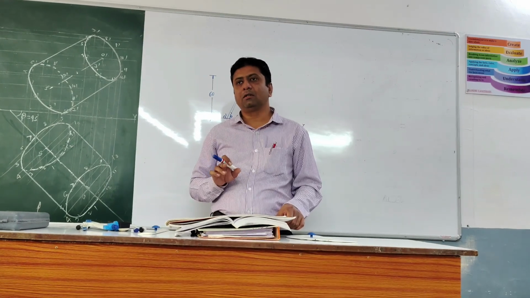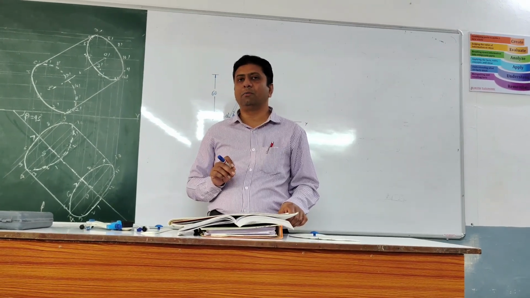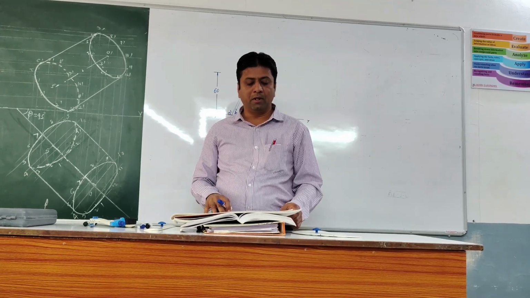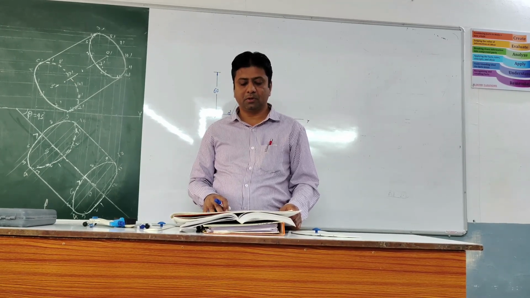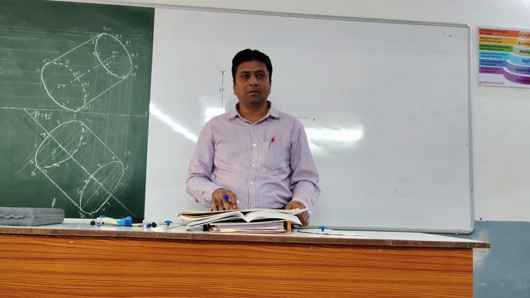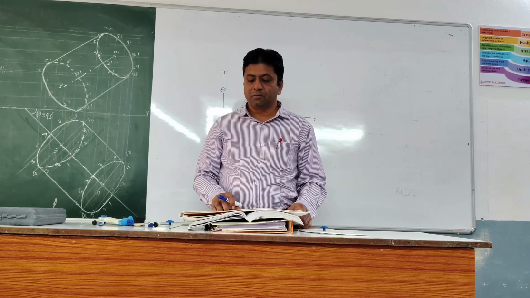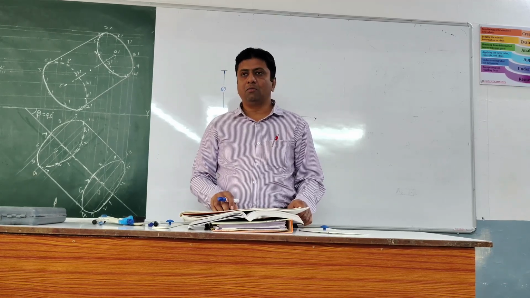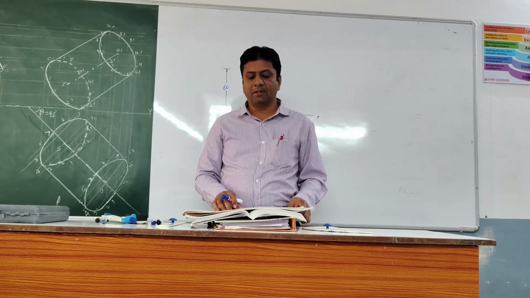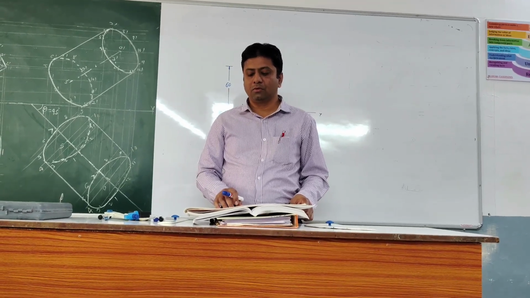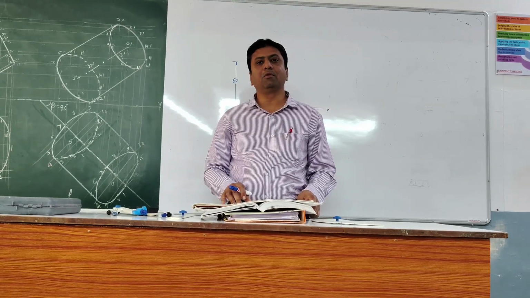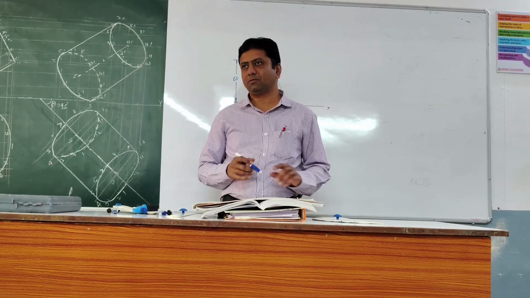Today we are learning the development of a cone. The question is like this: a cone having a base diameter of 50 mm and an axis 60 mm long is resting on its base on the HP. The section plane, perpendicular to the VP and inclined at 45 degrees to the HP, bisects the axis of the cone. Draw the development of the lateral surface of the remaining portion of the cone. Now this is the question.